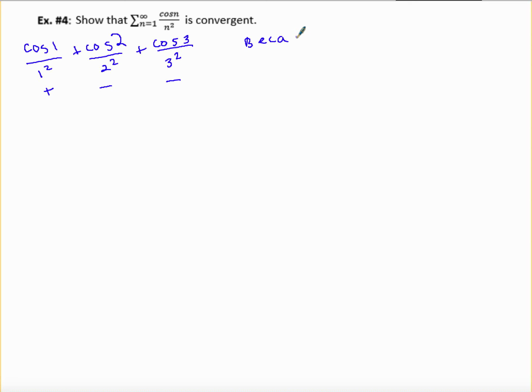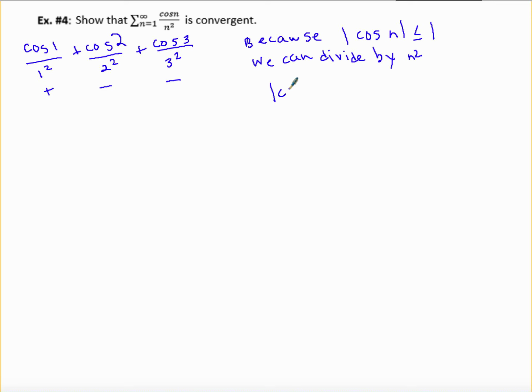I know that cosine, the absolute value of cosine, is less than or equal to 1. We can divide by n squared. We used this strategy previously to help us calculate using the squeeze theorem, right? Trying to create our function or our series so that it would look like what we had before. So this is a similar strategy.